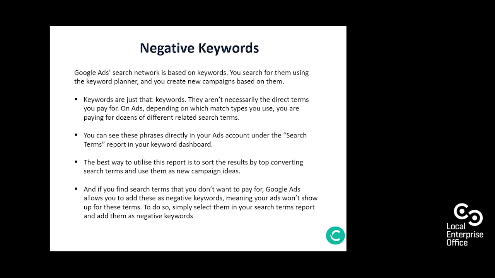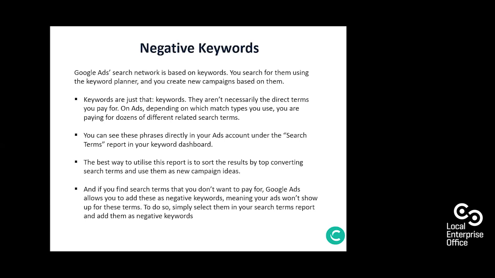You can see these phrases directly in your ads account under the search terms report in your keyword dashboard. The best way to utilize this report is to search the results by top converting search terms and then use them as new campaign ideas. And this is how Google Ads works. You run a campaign, you start to get insight, intelligence and data from that campaign, and that allows you to improve your next campaign.